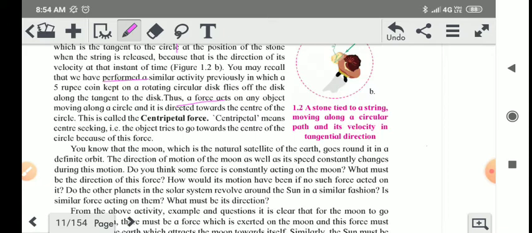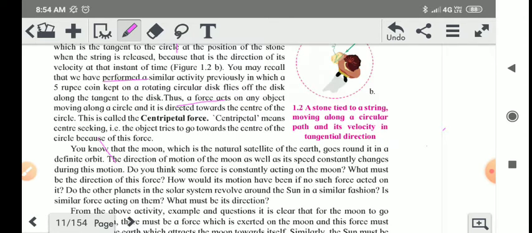So, centripetal force is that force which is acting on an object which is moving along a circle and the direction is towards the center of the circle, and centripetal means center seeking, therefore the object tries to go towards the center.